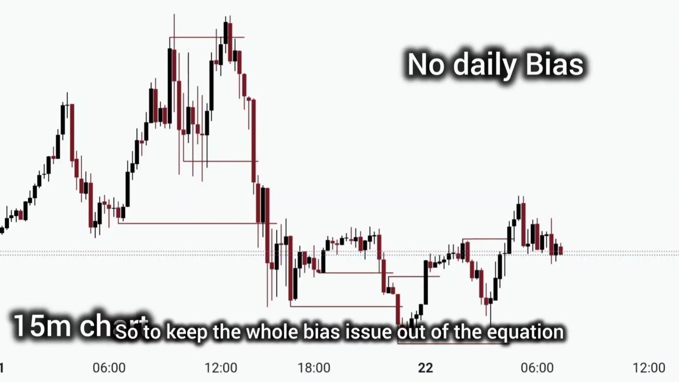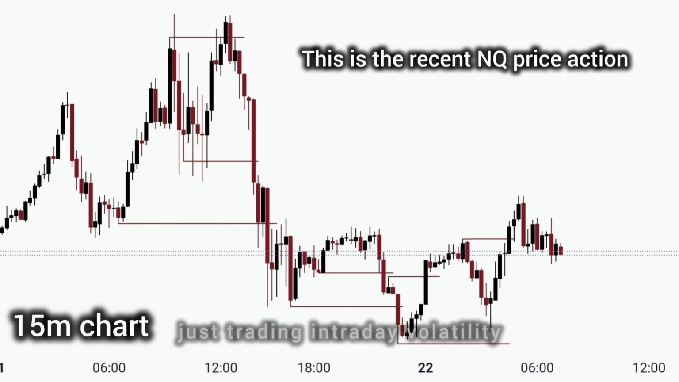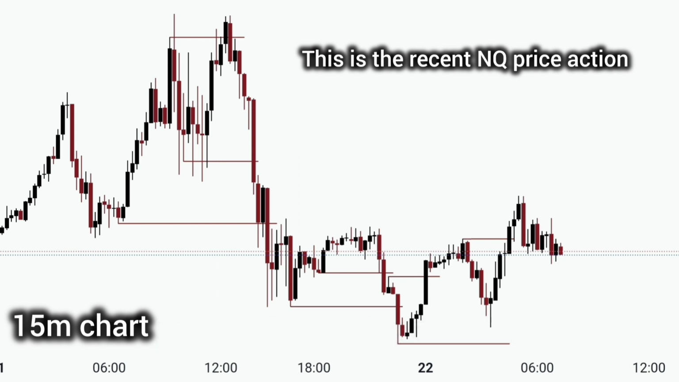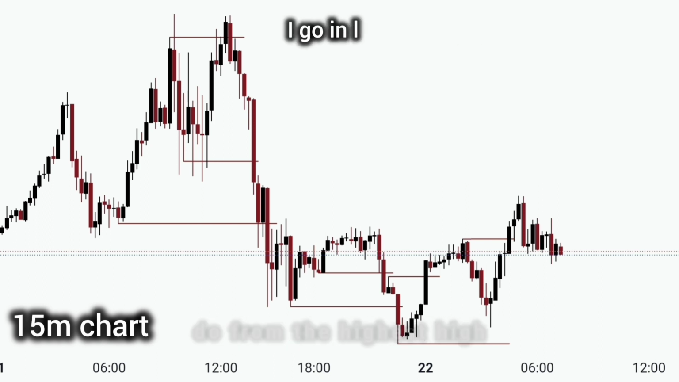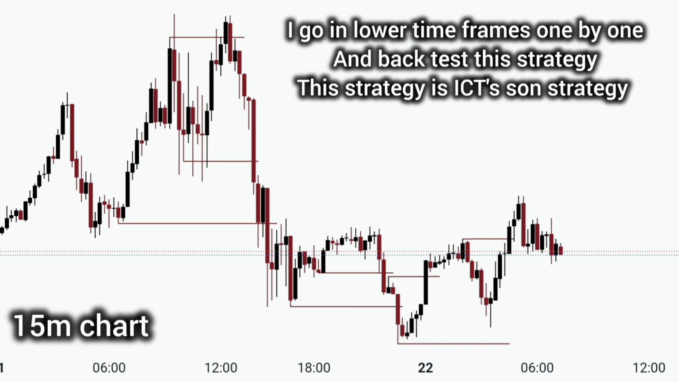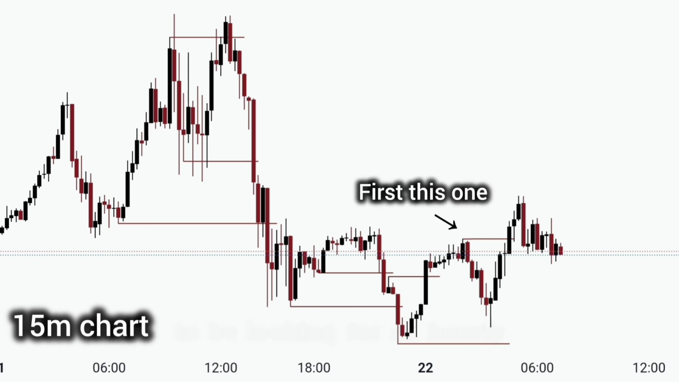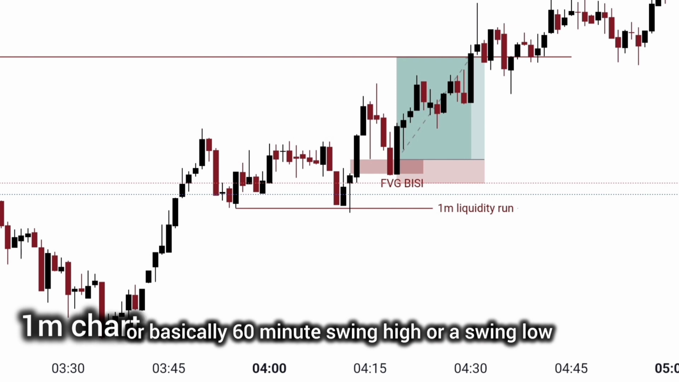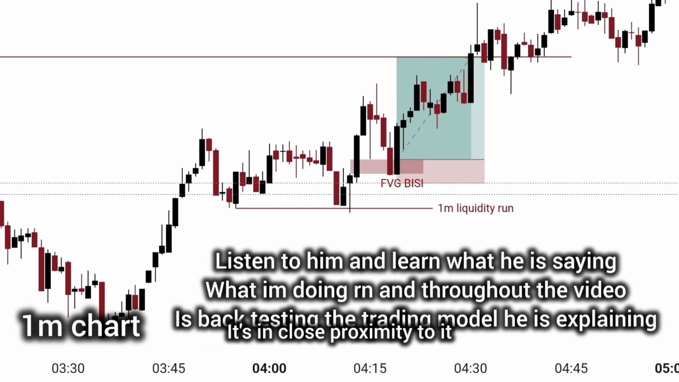So to keep the whole bias issue out of the equation, to simplify it, just trade intraday volatility. That means whatever the market's going to do from the highest high and the lowest low that it will form that day, which you don't even need to know. Intraday volatility means you're going to be looking for an hourly, basically a 60-minute swing high or swing low that it's likely to move to. It's in close proximity to it.